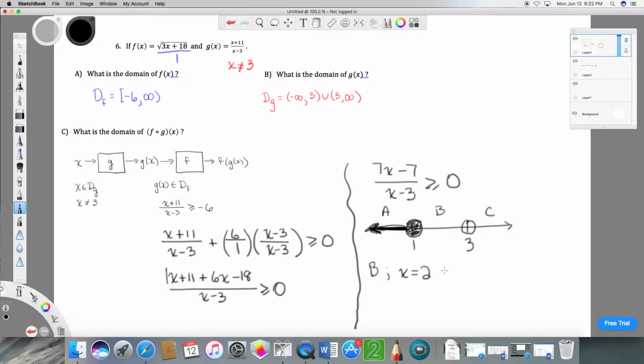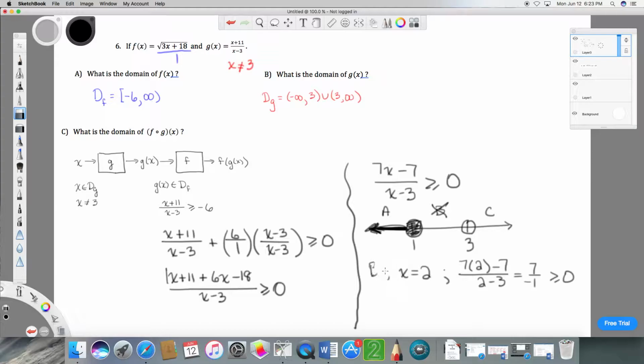And if I replace x with 2, I want to look and see if this statement is true or false. So I have 7 times 2 minus 7, and then in the bottom, 2 minus 3. Well, 7 times 2 is 14. 14 minus 7 is a positive 7. The denominator is -1. And it's false that -7 is greater than or equal to 0. So I'm not going to shade in. I'm not going to use any point in region B to be in my domain.